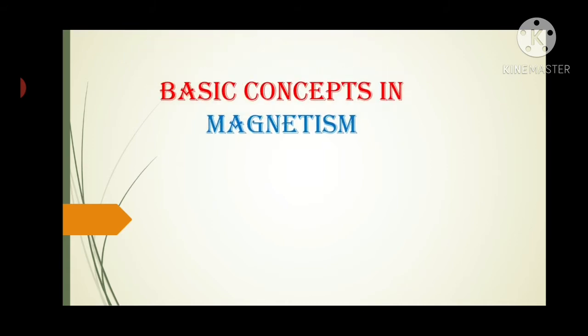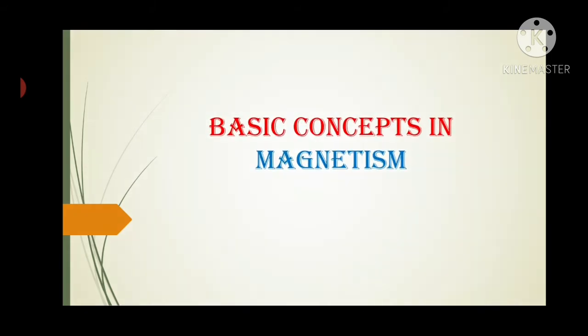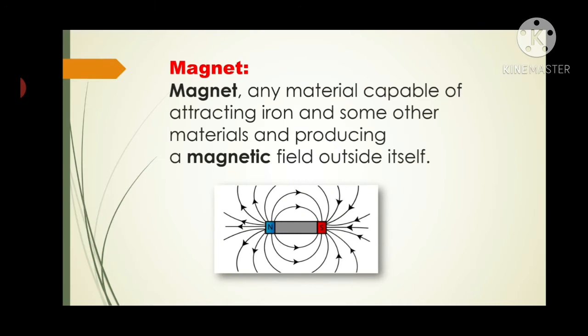Let us see some basic concepts in magnetism. Magnet. What do you mean by magnet? It is a material which is capable of attracting iron and some other materials, and it produces a magnetic field outside itself. From the diagram you can see the lines coming from north to south, and these lines of force cover some region, which is called the magnetic field. We have seen many types of magnets, like horseshoe magnet, bar magnet, and so on.